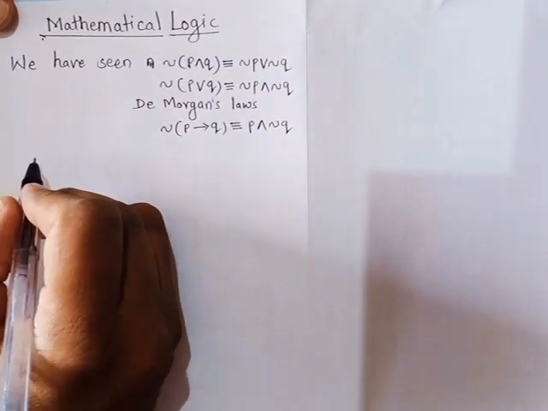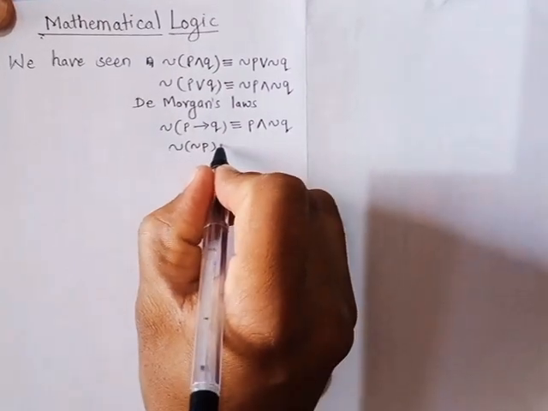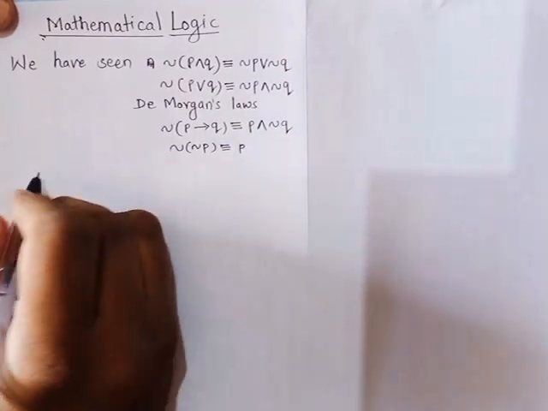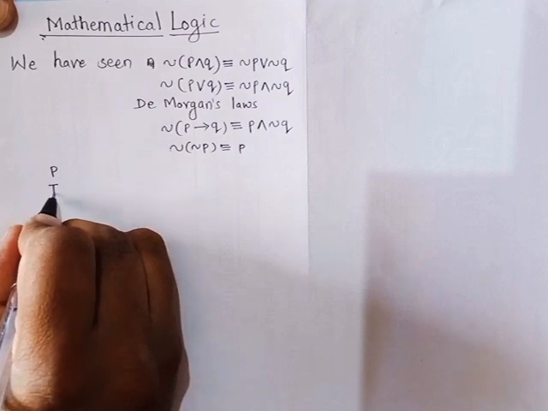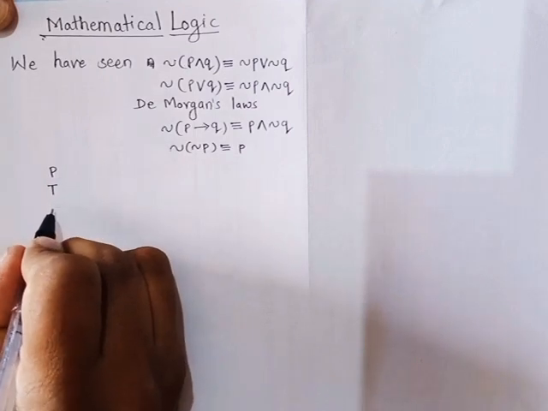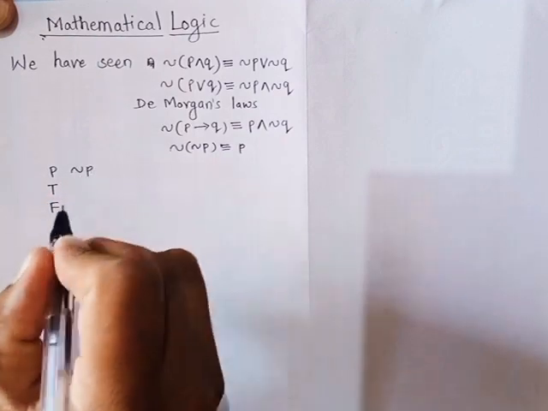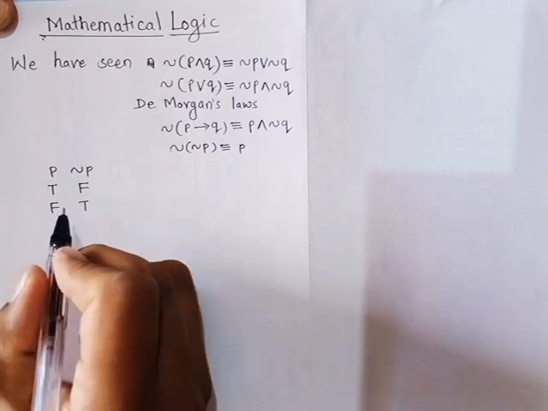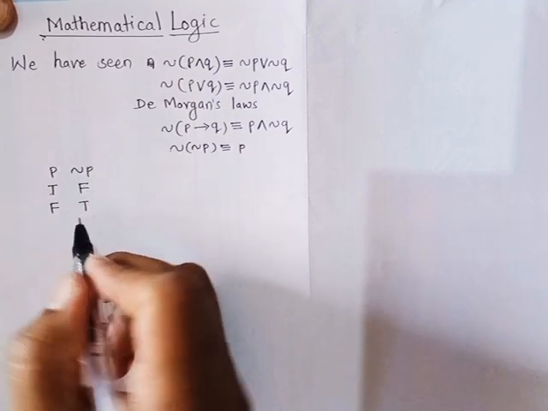Now we are going to see negation of negation. Negation of negation is the statement itself. We have only one statement, so there are only two possibilities, true and false. And negation of P is false and true. If a statement is true, its negation is false. If a statement is false, its negation is true.